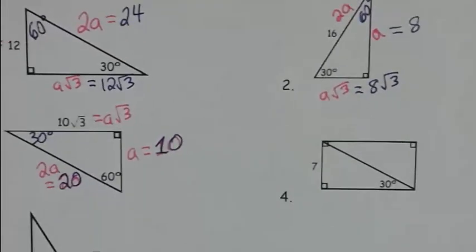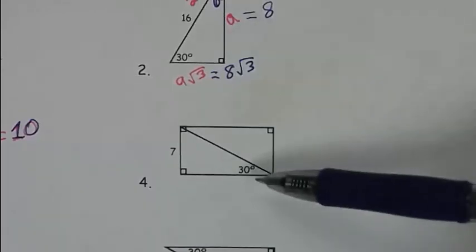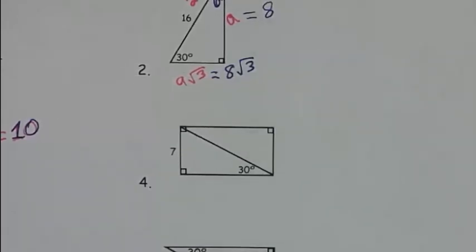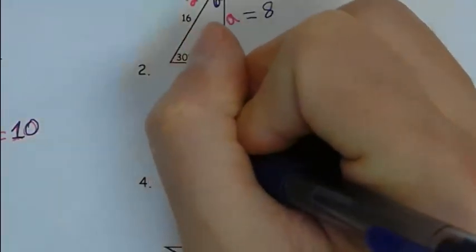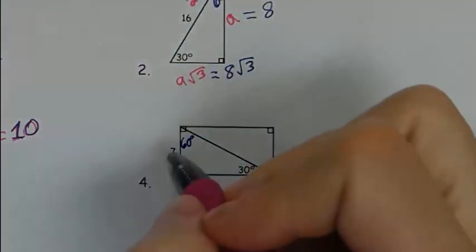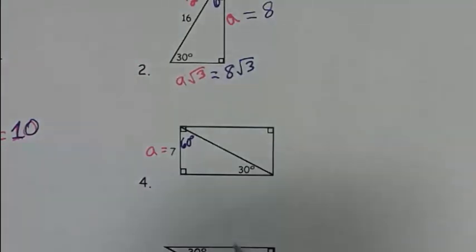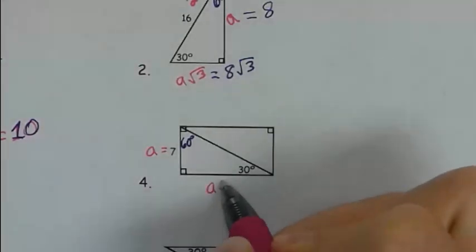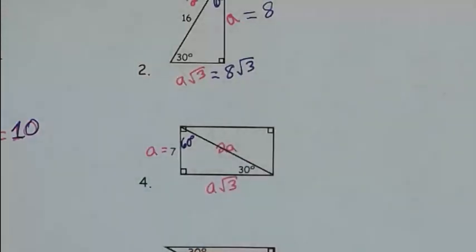Number 4. In number 4, we have a rectangle like what we started with, but we don't care about the lengths in the other triangle, and we'll figure those out at the very end. So we know that we have a 60-degree angle here, and we can label in the sides of our pattern. Our A is that 7 across from 30 degrees. Across from 60 degrees is A root 3, and then our hypotenuse is 2A. We got our pattern.